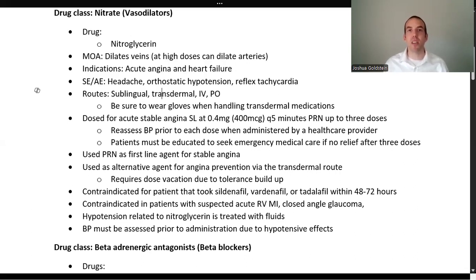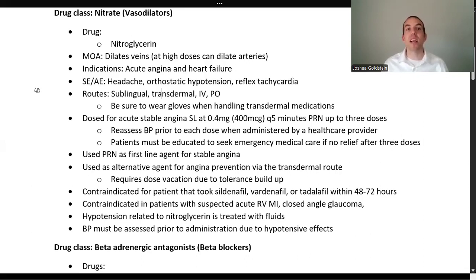I did put one quick note in here. This really shouldn't be tested on at the RN level, at least not in my opinion. But at higher doses, when a patient gets a really high dose, and we're talking IV of nitroglycerin, it can start to dilate the arteries instead of the veins. But almost always, and certainly in nursing pharmacology world at the RN level, we're going to be talking about it dilating the veins, which is what we standard use it for.